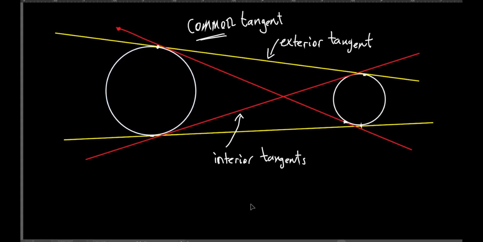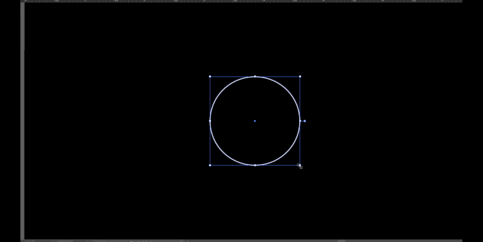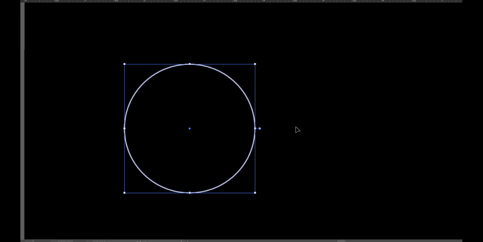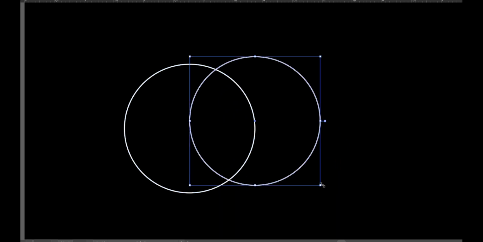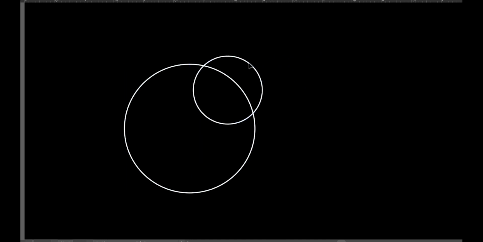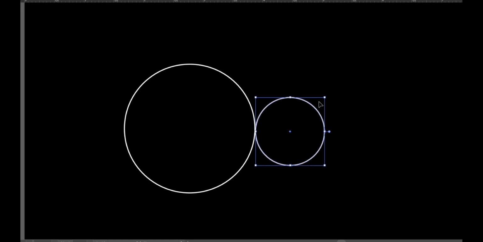What about this situation? Put a circle right here. Let's make this one just a little bit bigger. And then I'm going to copy and paste and make it smaller. It could be the same size, it doesn't have to be smaller. Now watch this. I'm going to make it so those two circles are tangent to each other, right?